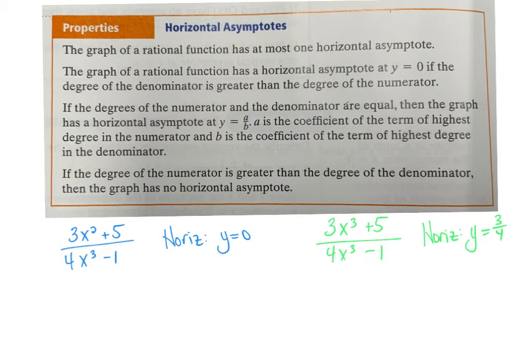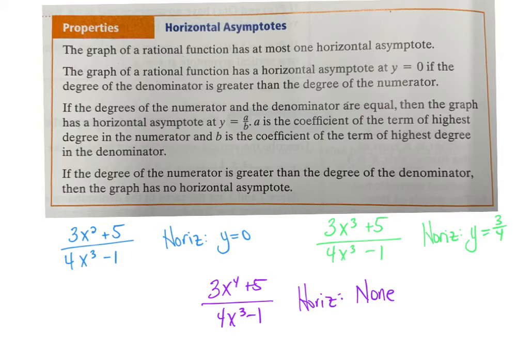Okay? And then if the degree of the numerator is greater, then it has no horizontal asymptotes. So if I were to have 3x to the 4th plus 5 over 4x cubed minus 1, degree of the top is 4, degree of the bottom is 3. Horizontal here would be none.